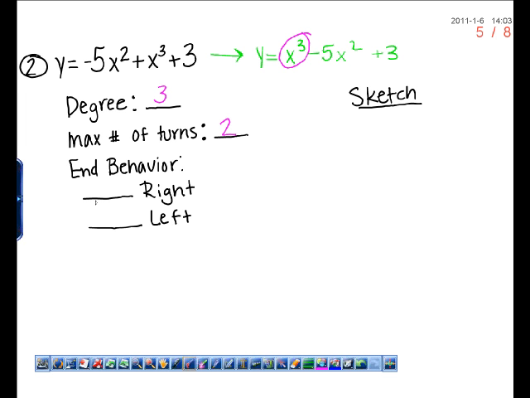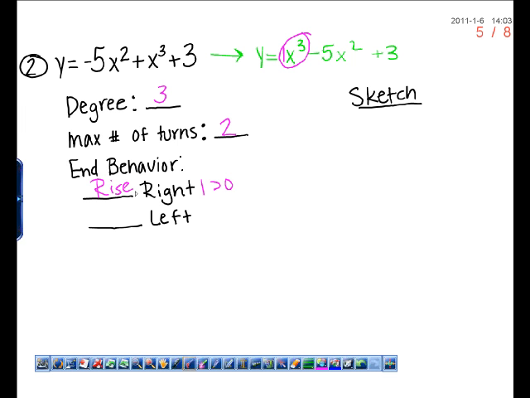All right, end behavior. First, I'm going to find out my right end behavior. So I'm going to look at my leading coefficient. What's my leading coefficient? 1. Think of there being a 1 right here. Is 1 greater than 0 or less than 0? Greater. Rise right or fall right? Very good.